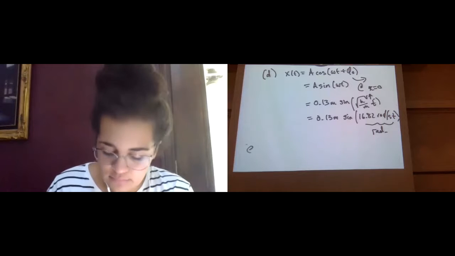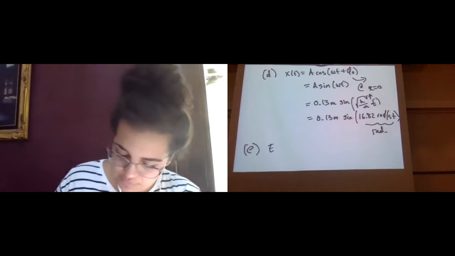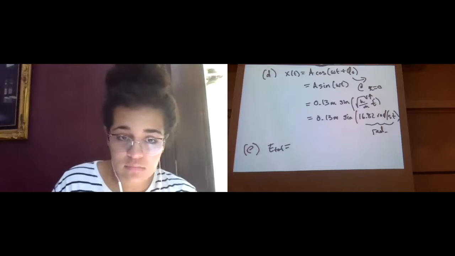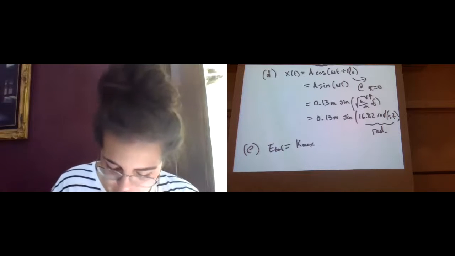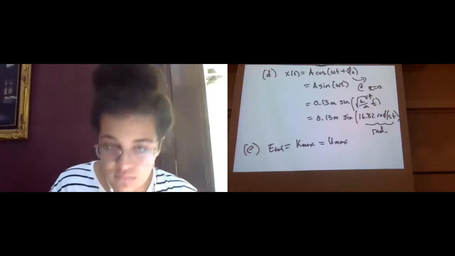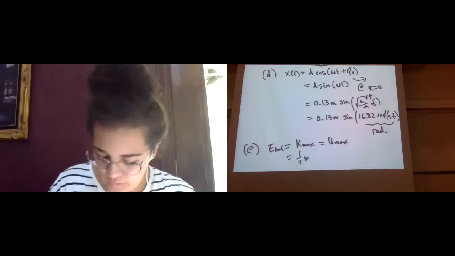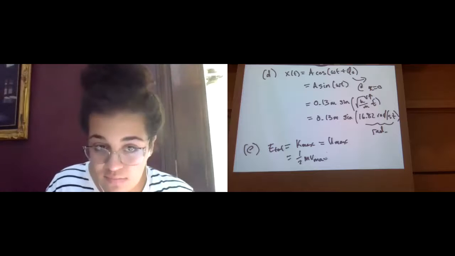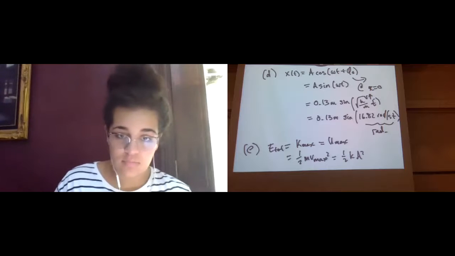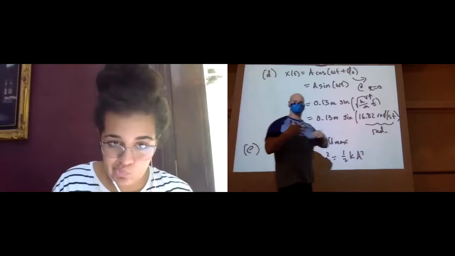Good. Part E. Part E, we're now looking for the total energy. Now, we talked about yesterday, the total energy is either going to be equal to the maximum kinetic energy, or it's equal to the maximum potential energy. For the maximum kinetic energy, this is 1/2 the mass times the maximum velocity squared, or this is 1/2 the spring constant times the amplitude squared. Either one of these is fine.